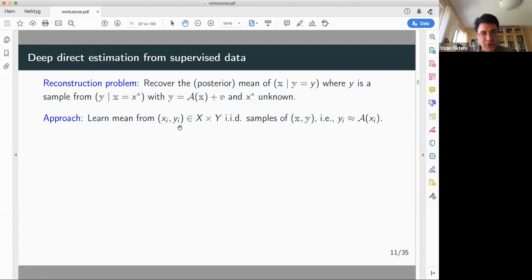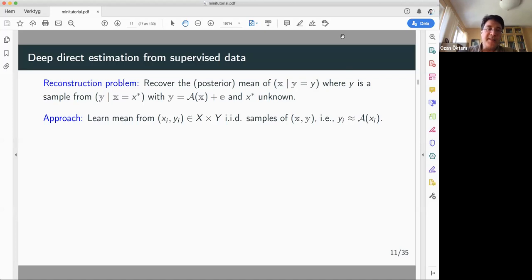And of course, the approach is to use machine learning. So what we have at our disposal is a bunch of training data points. We have a bunch of images and corresponding CT data, if we were talking about tomography. And these are samples generated by this joint random variable. And so these are roughly fulfilling this equation here.